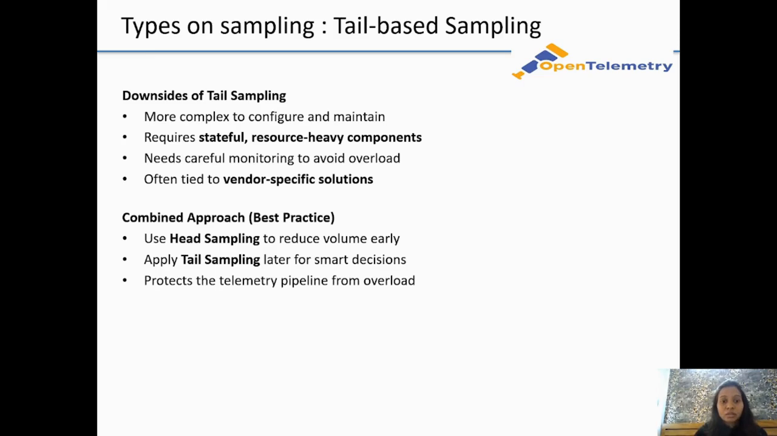Now, the best practice: if we combine both approaches, the best approach is often a combination of the two. Use head-based sampling early to reduce the volume, and use tail-based sampling later for intelligent decisions. You can use both types of sampling in this way, and it will be helpful and is a best practice. This protects the telemetry pipeline while still preserving important traces.